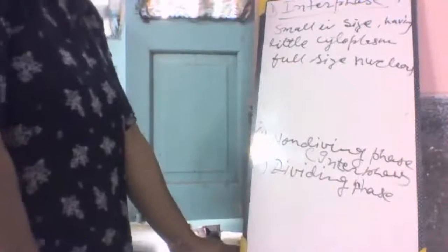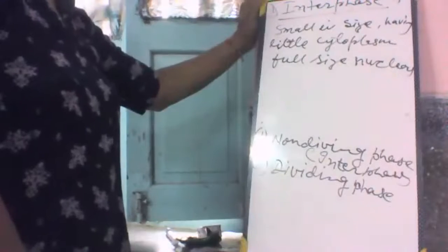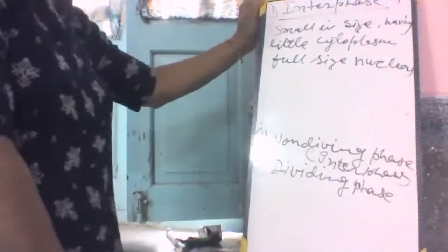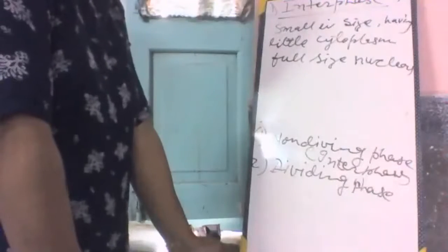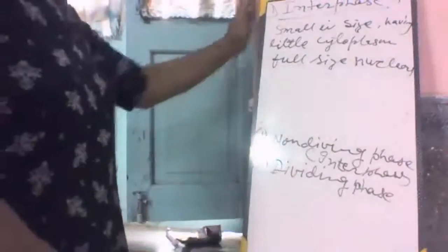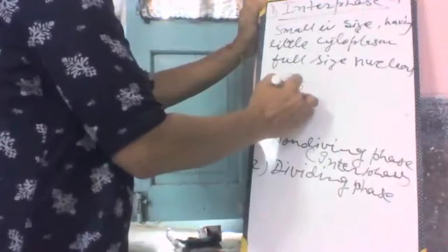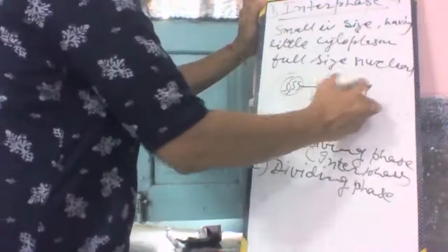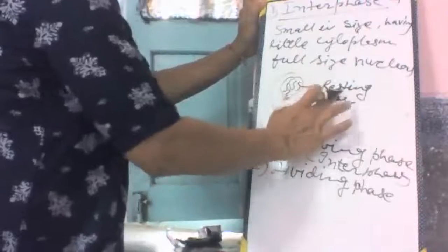Since no change in chromosomes is visible externally during interphase, they are in a thread-like structure only. Formerly, it was called the resting phase. If the chromosomes are in a thread-like structure, the cell is in a resting phase.